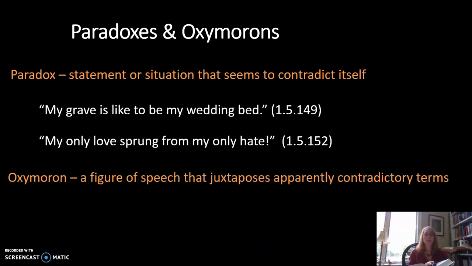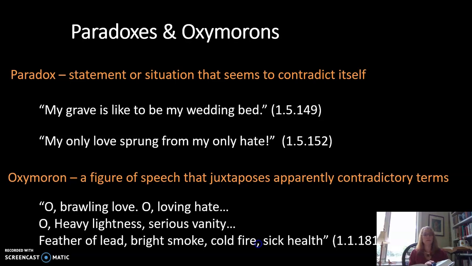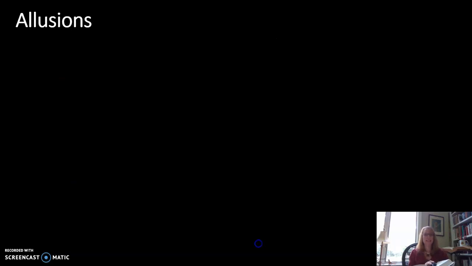An oxymoron is a figure of speech which is sort of a tiny version of a paradox that juxtaposes apparently contradictory terms. For example, after Romeo sees that the brawl has occurred in the opening scene, he comes up right afterwards and he says, oh, brawling love, oh, loving hate, oh, heavy lightness, serious vanity, feather of lead, bright smoke, cold fire, sick health. Romeo is sort of reeling off this barrage of oxymorons in that scene.